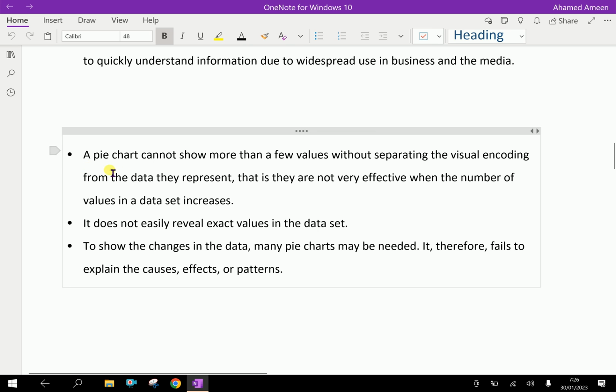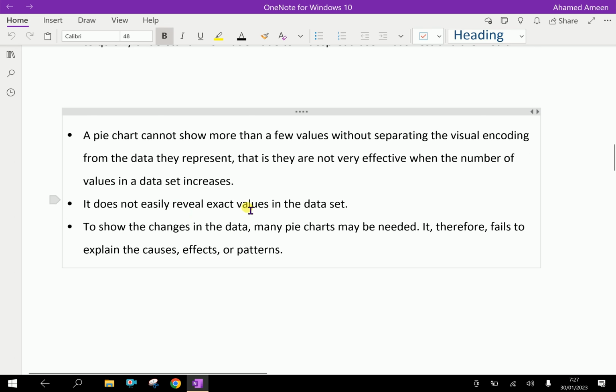Disadvantages are also there. A pie chart cannot show more than a few values without separating the visual encoding from the data they represent. That is, they are not very effective when the number of values in a data set increases. With more values in the data, it is harder to represent them in a single pie chart. It does not easily reveal exact values in the data set. To show the changes in the data, many pie charts may be needed. It therefore fails to explain the causes, effects and patterns.